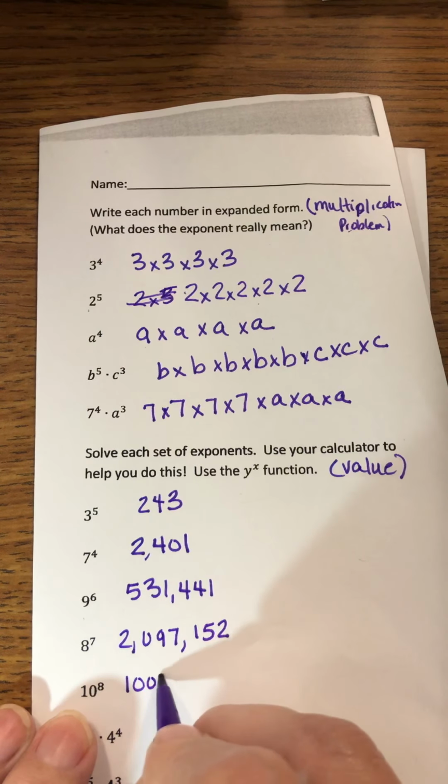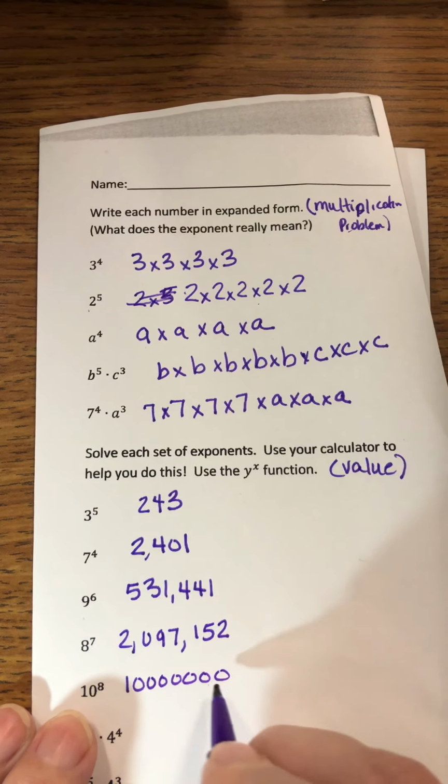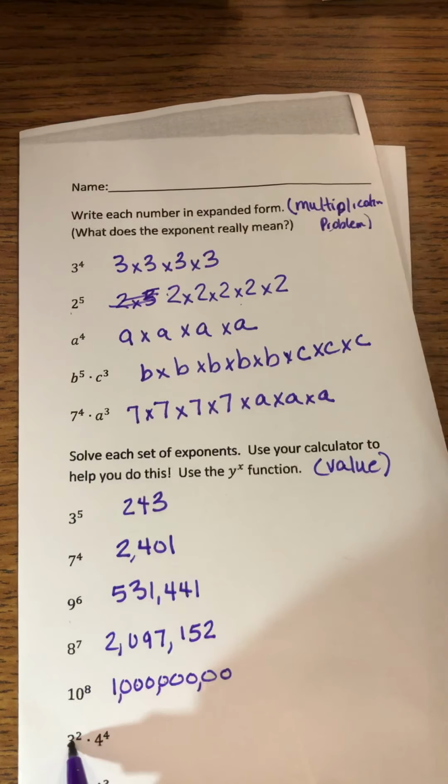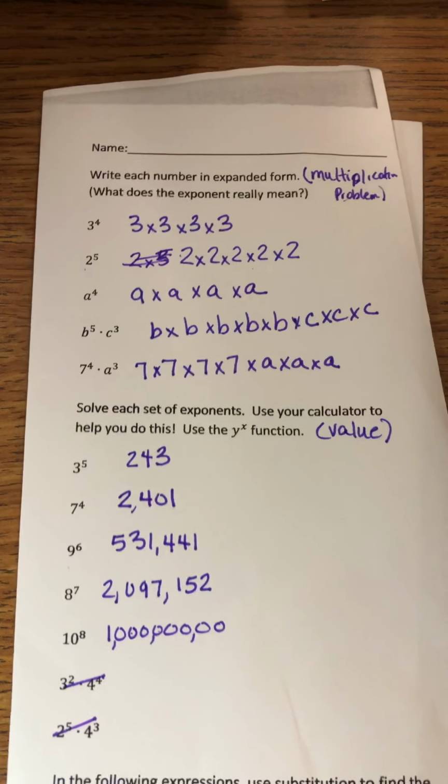And then for our 10, remember the exponent tells us how many zeros we want to have in a number. 1, 2, 3, 4, 5, 6, 7, 8. And then don't forget to put in your commas. Now we're not going to worry about these two.